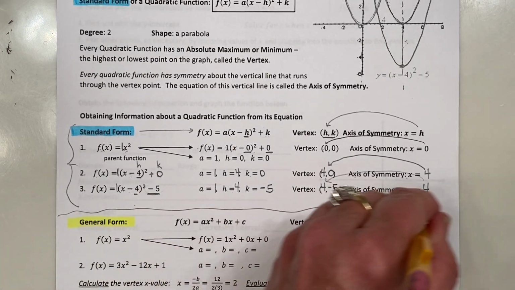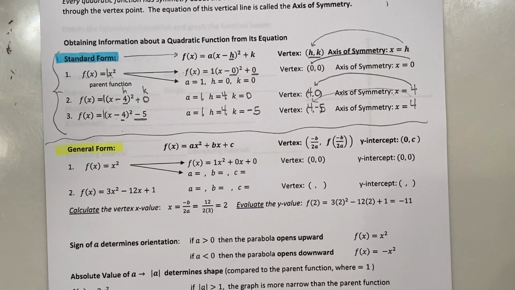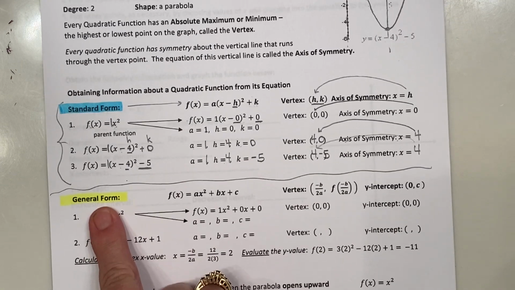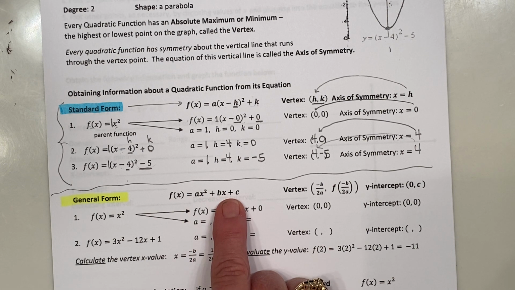All right, a lot of background, okay, before we get to the graphing, the main part. But we need all this to connect to when we go to graph. So what happens when we have the other form, the general form? Notice there's no parentheses. We do have a square, but there's no parentheses involved.